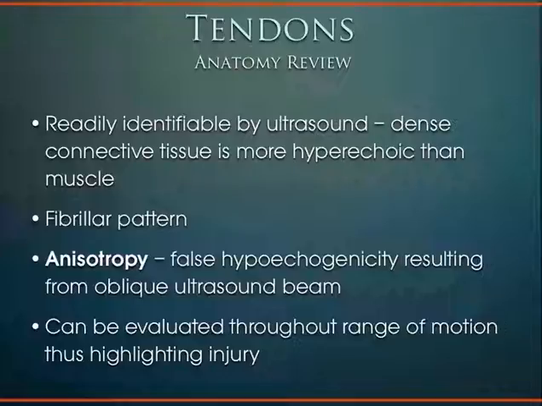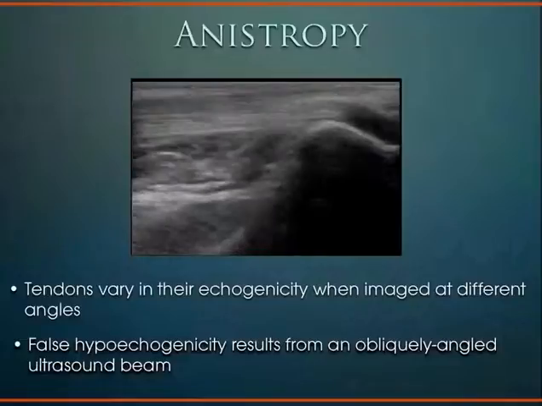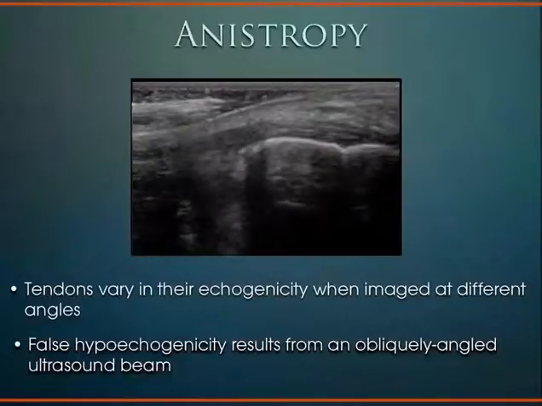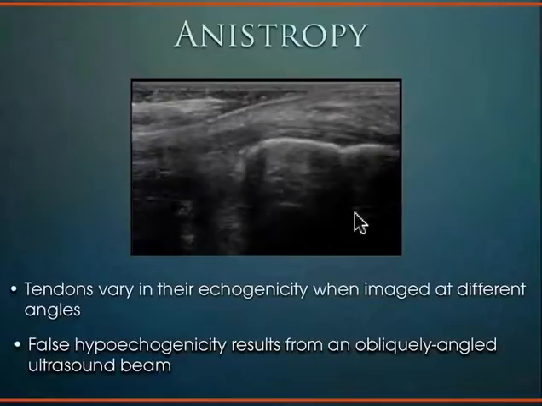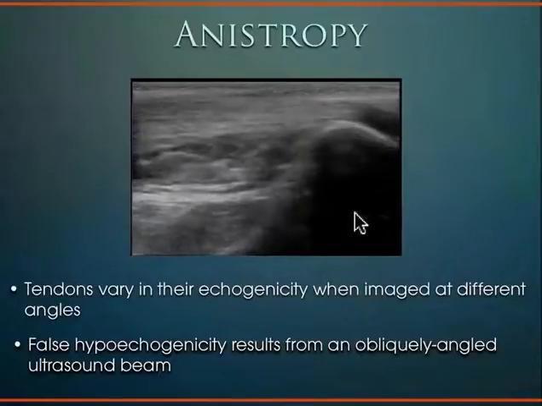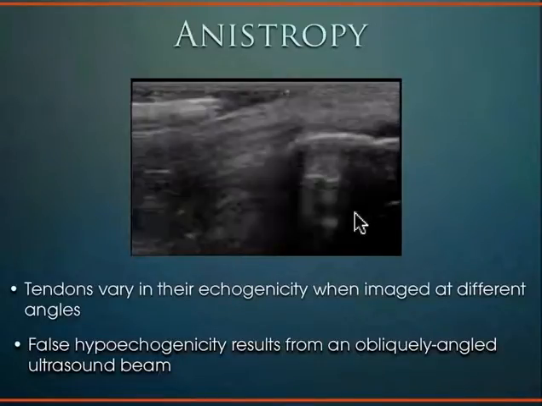And the other nice thing with tendons is it's real time, it's dynamic. So you can actually see the tendon move. You can see it move through the whole range of motion of that joint. And you can see if there's any disruption in anatomy at that point. So this is anisotropy, just to talk a little bit more about that, and we'll see that as we go through the practical scans this afternoon.